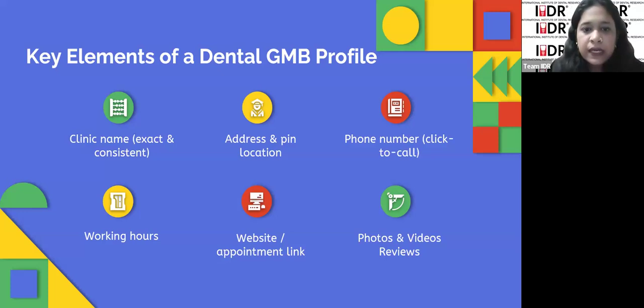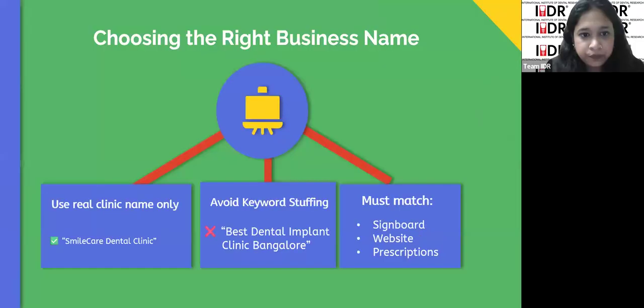Okay. So basically, it is just completeness, accuracy, and consistency among all these 6 factors that I just mentioned. Next, this explains how to correctly identify your clinic on GMB. The most important rule is: use only your real clinic name, the same name that appears on your sign.